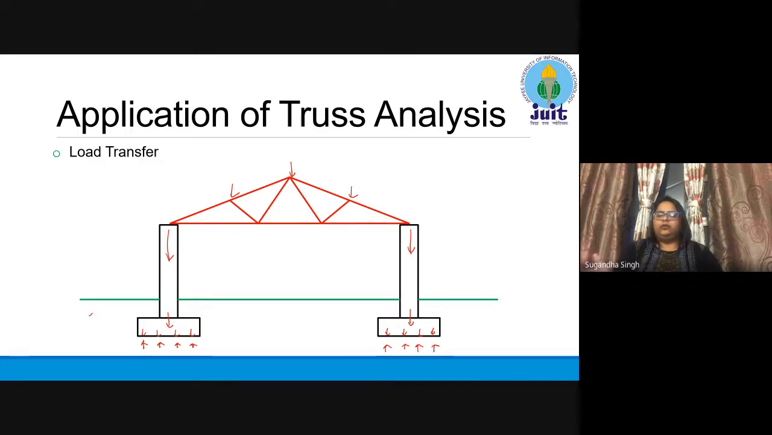For all of this, we need to design the columns and the foundations. For that, we need the reactions. We need to find out the reactions so that we can understand how much load is being transferred to the column and we can easily design it accordingly. So the first task that we do when we do a truss analysis is to find the reactions.